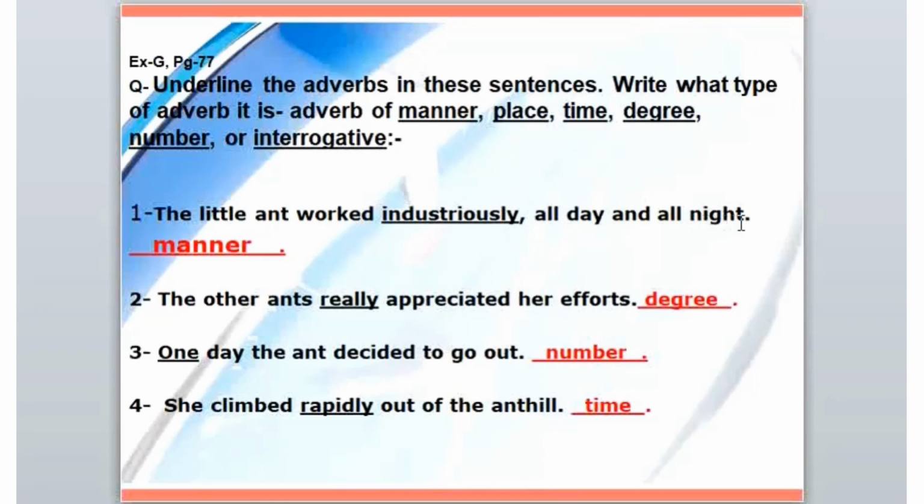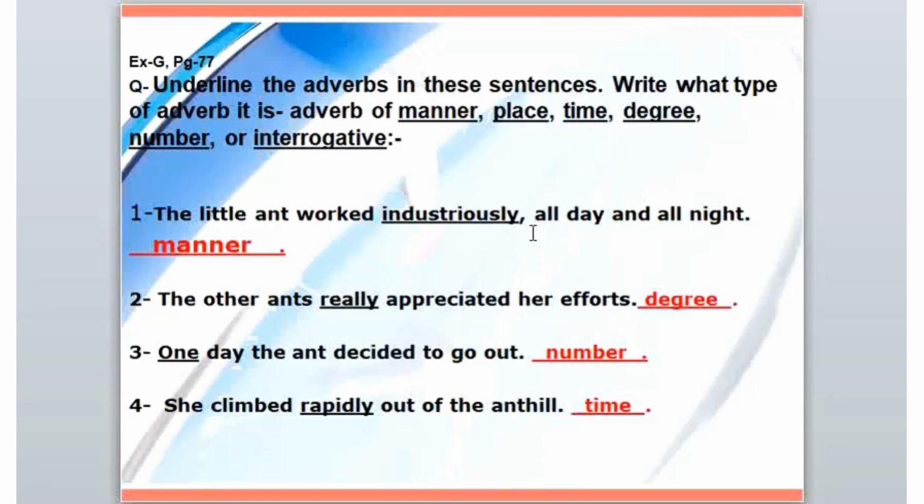So students, in this sentence you see which adverb is used. The adverb used in this one is industriously. Like I told you, these adverbs are really very easily noticeable, and they always end with ly. And what is meant by industriously? Industriously means working very hard. When someone works really hard, then we call it industriously.